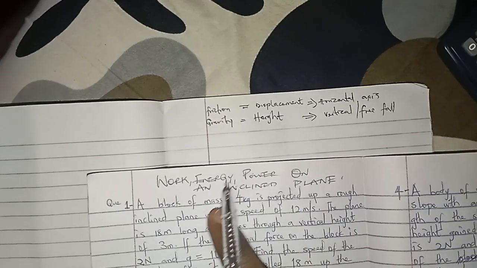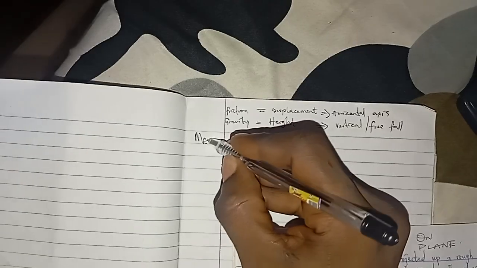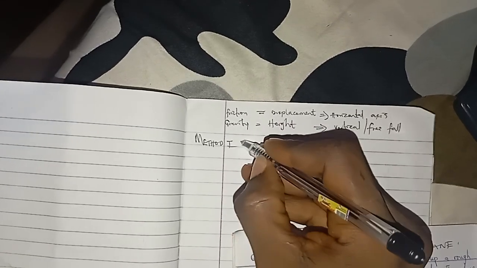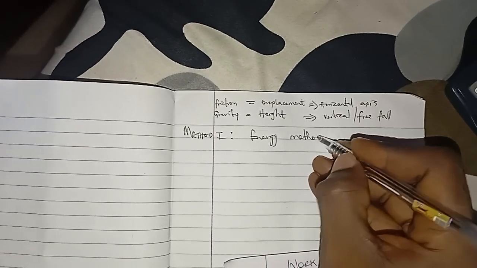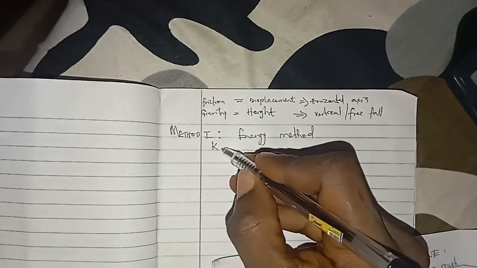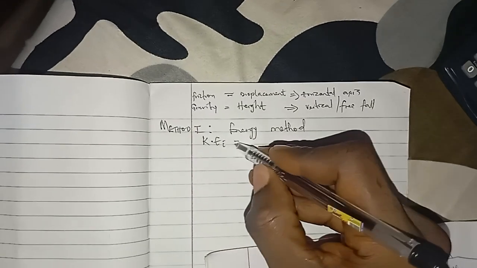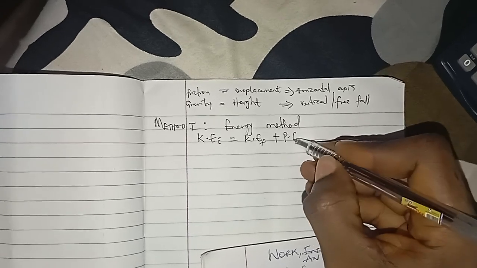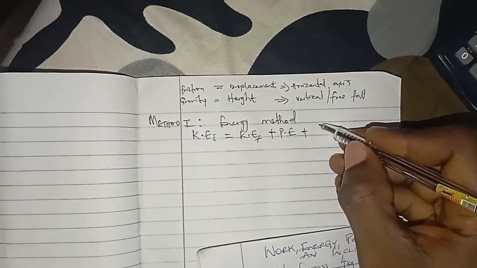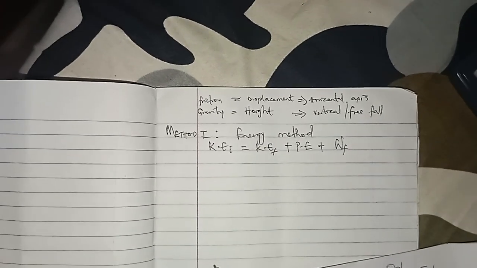So a situation where it combines both friction and gravity, that kind of question requires you to use the formula we call the formula for work, energy, power on an inclined plane, and I will give it to you. There are two formulas, two methods. The first method is the energy method. The formula to use is initial kinetic energy equals final kinetic energy plus potential energy plus work done by friction. That's the first method.